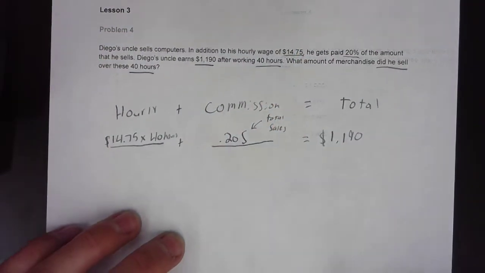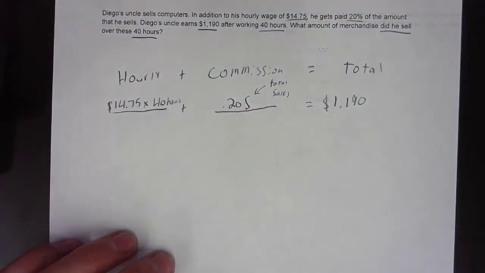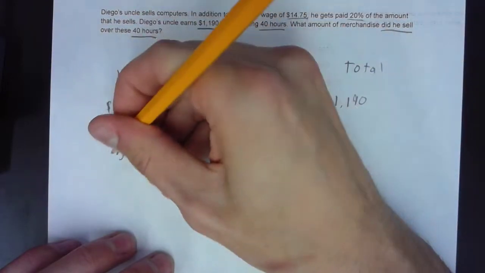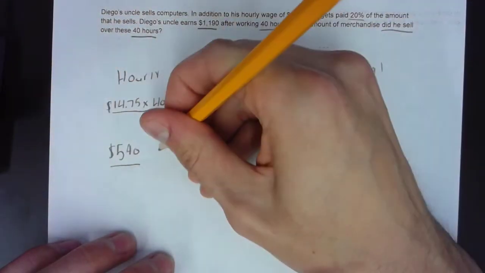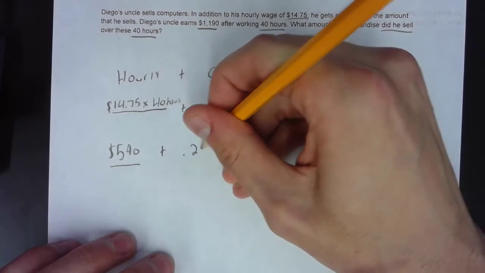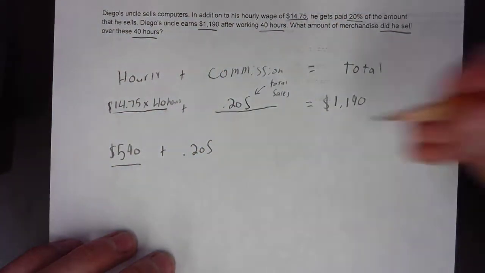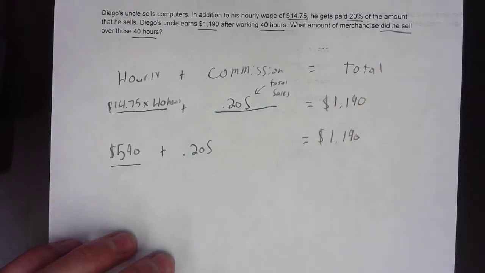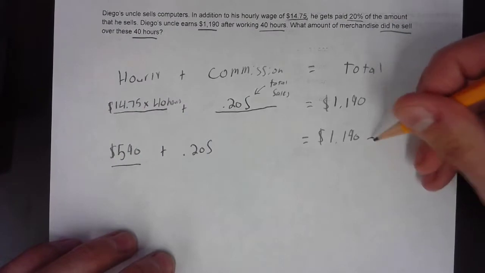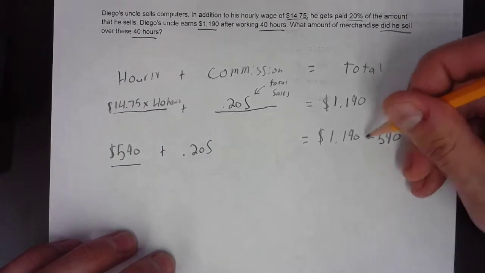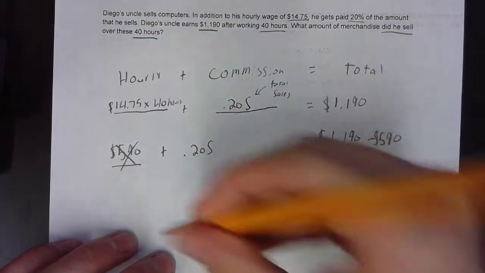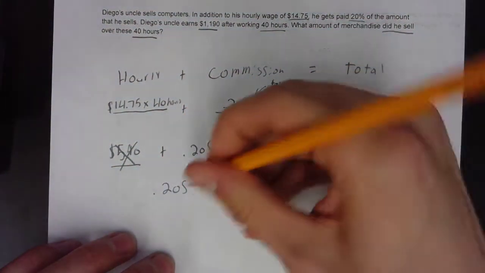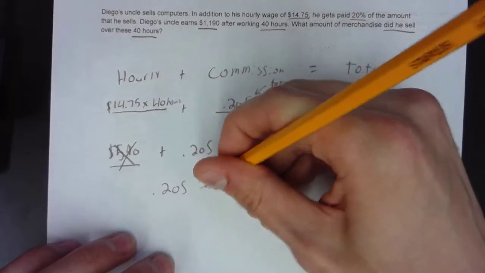sales. All right? So, moving on, we know that $14.75 times 40 hours is going to give us $590. That is going to be plus our 0.20 S, because we still don't know what S is, and that is going to equal our $1,190. So I'm going to minus $590 on both sides to leave us with 0.20 S equals $600. Right?